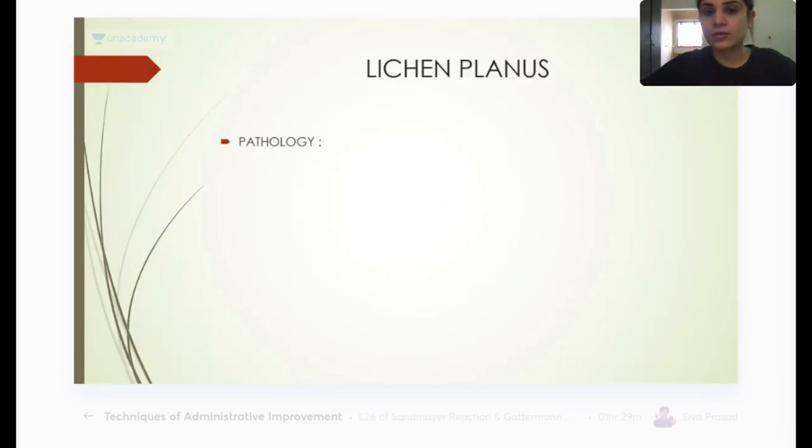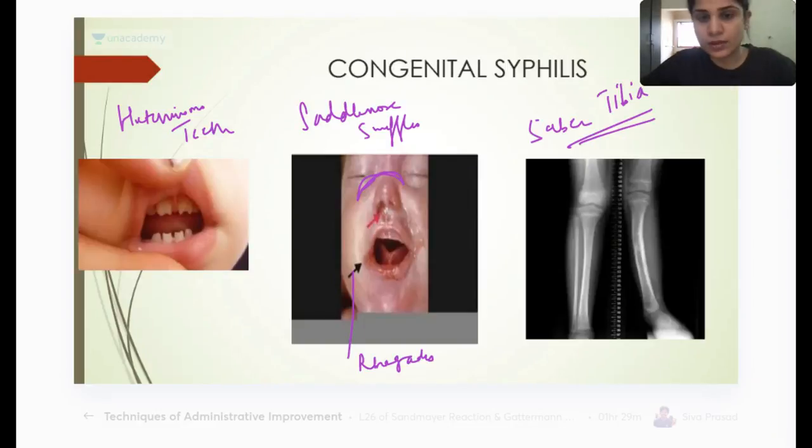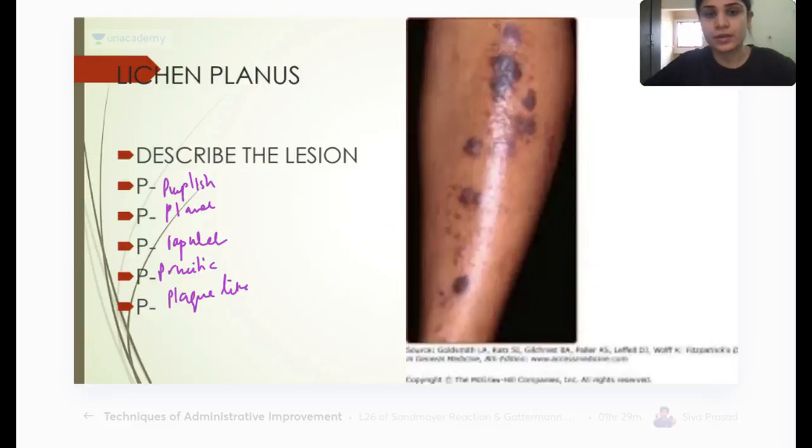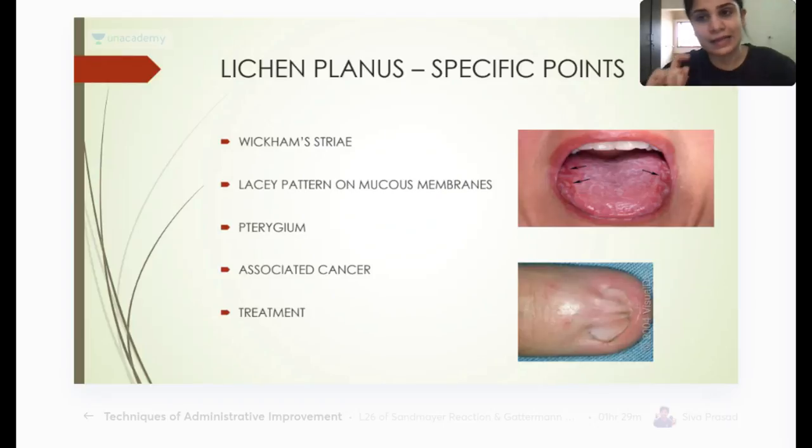Anand was asking, can you explain saber tibia? Okay, there's nothing to explain. There is anterior bowing of the tibia. Normally, can you see your tibia? It's straight. In case of patients with congenital syphilis, you will see that the tibia is bowing a little like this anteriorly because of softening of the bones. So it is called anterior bowing. It is curved. Okay, so this is our lesions of lichen planus.